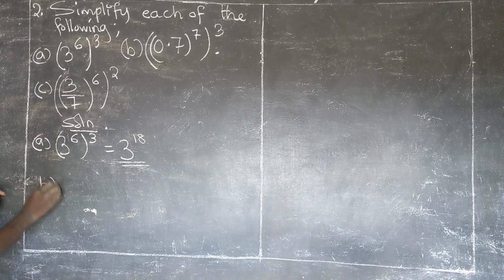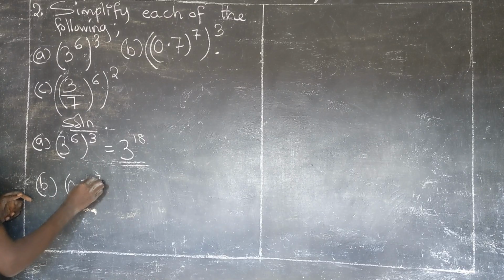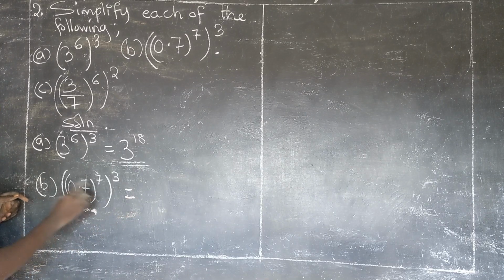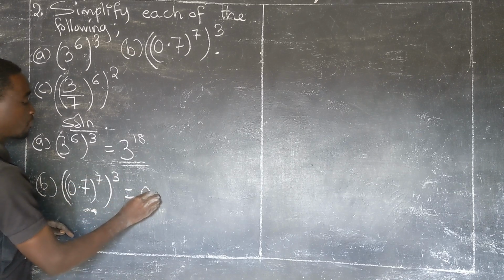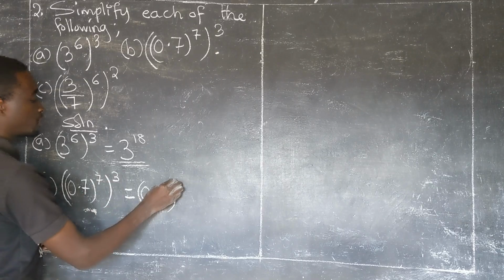B, we have 0.7 raised to exponent 7, again raised to exponent 3. The same law, the power law. Here, according to the power law, we multiply the exponents. Now, we are going to have 0.7 raised to 7 times 3, which is 21.